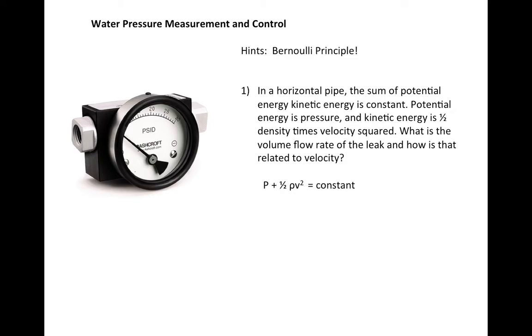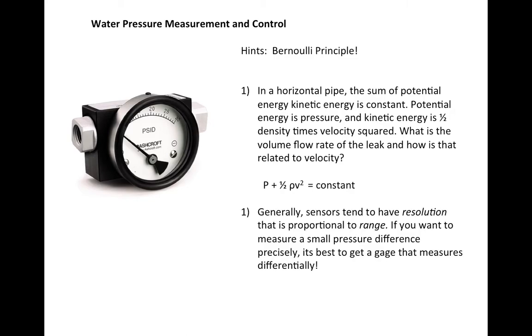Before the leak happened, there was a pressure and there was no velocity. And after the leak happens, there's a different pressure and there's a little bit of velocity in the pipe. So by knowing that the sum of the pressure and 1/2 rho v squared is constant, you can evaluate the pressure drop knowing the flow rate.